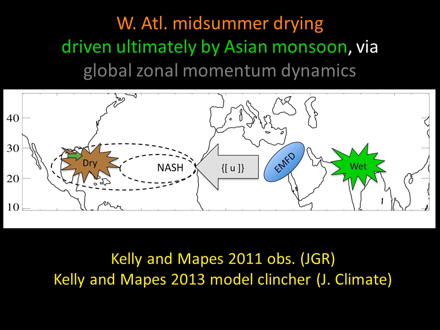this midsummer drying in the Atlantic can be traced to the anticyclone on a basin scale, which is in turn advected by the zonal mean momentum, which in turn is driven by this tilted northwest corner of the Tibetan High, which in turn is driven by the Asian monsoon. It sounds like a long, shaggy dog tale, but in these papers, including a real model clincher of an experiment, I think we've established pretty well that this chain of causality really does exist, and it is a major part of the midsummer drought explanation from a global perspective.